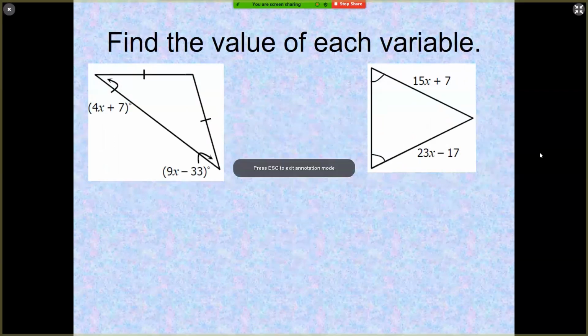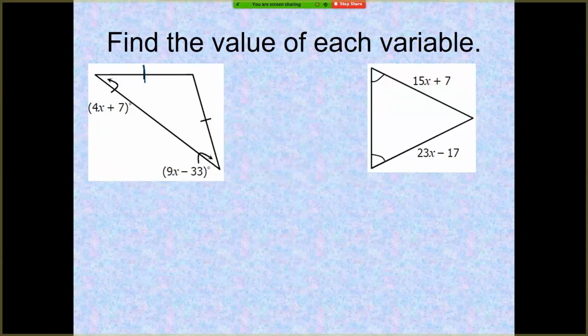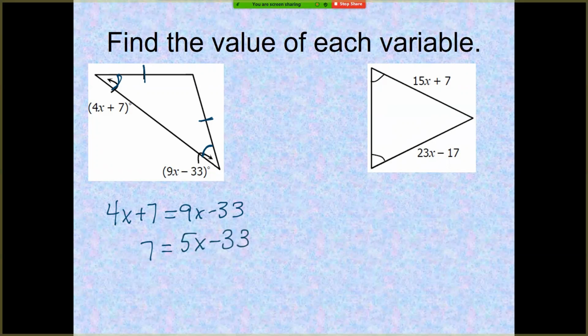On the algebra side of this, you're either going to be given congruent sides or congruent angles and be asked to set them equal to each other. So for this first question on the left, we have two congruent sides, which really tells us that we have two congruent angles down here at the base. If these angles are congruent, we can just set them equal to each other. So 4x plus 7 equals 9x minus 33. Go ahead and solve that for x. So I would subtract 4x from both sides. I would add 33 to both sides. Divide both sides by 5 to get an x value of 8.